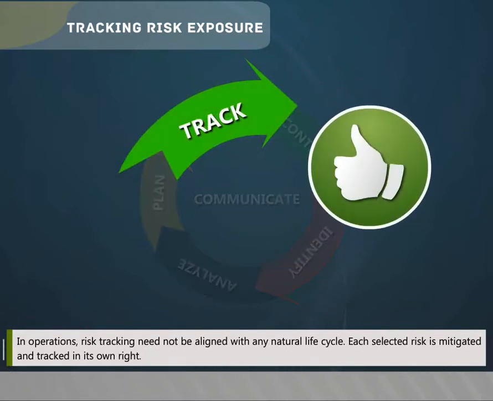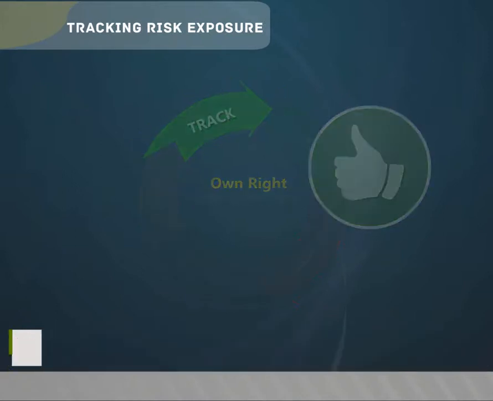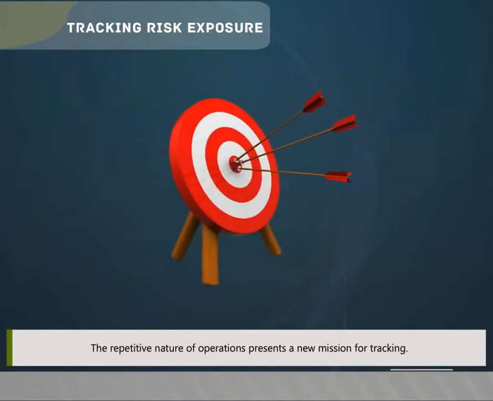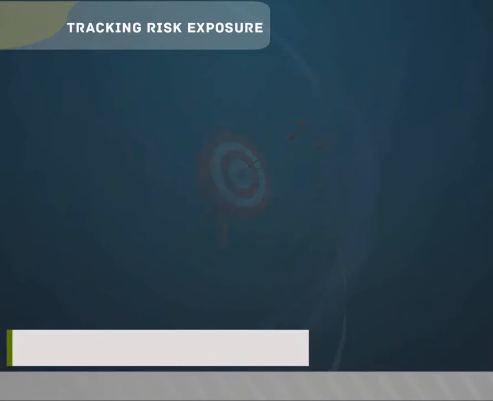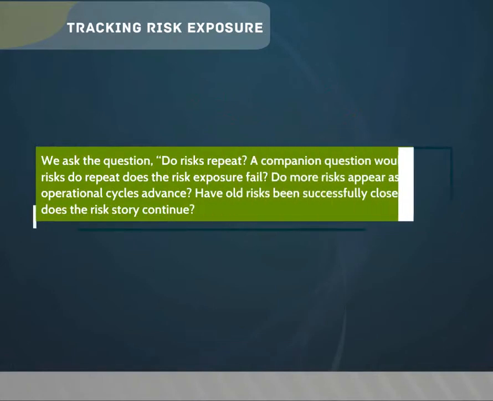Each selected risk is mitigated and tracked in its own right. The repetitive nature of operations presents a new mission for tracking. We ask the question, do risks repeat? A companion question would be, if risks do repeat, does the risk exposure fall? Do more risks appear as operational cycles advance? Have old risks been successfully closed, or does the risk story continue?